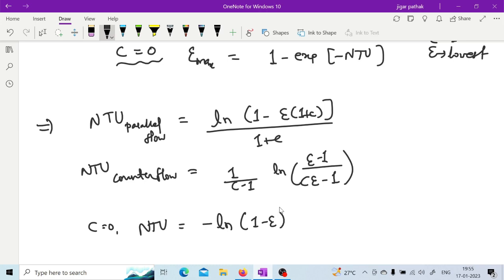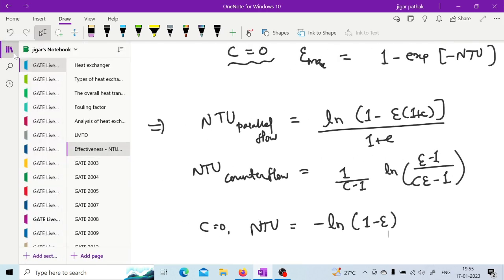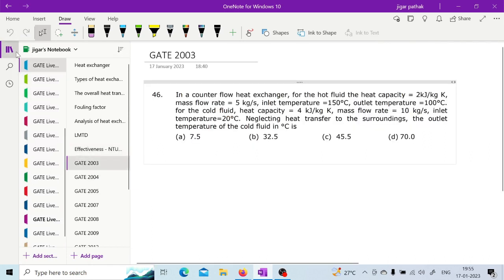So once you have an idea about all this heat transfer in heat exchangers, how you can calculate LMTD, how you have the effectiveness of a heat exchanger, and what NTU is in a heat exchanger, then you can go for solving some of the questions from GATE.